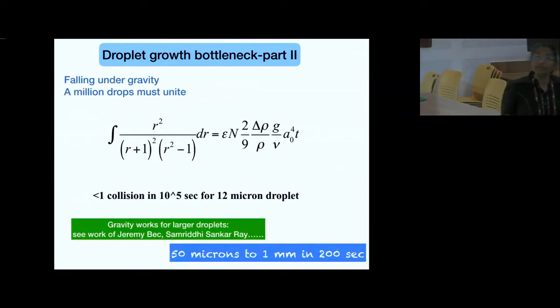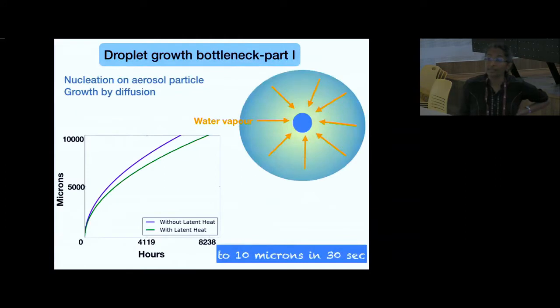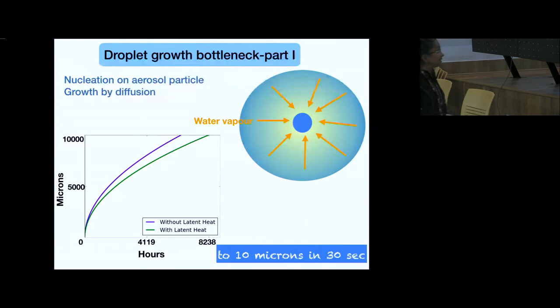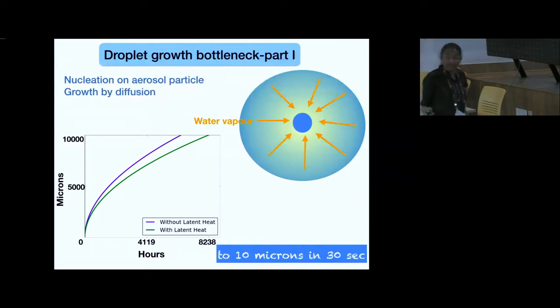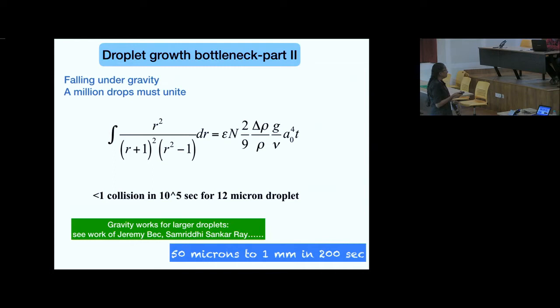Okay, so let's go to the other part of the bottleneck. So one thing I'd like to say here is, in order to grow from 1 to 10 microns, it takes only order of a minute. So a droplet can grow from 1 to 10 microns in practically no time in a reasonably supersaturated environment. And so we will say that all aerosol particles have now become droplets of 10 microns. What next? Diffusion cannot do the job.